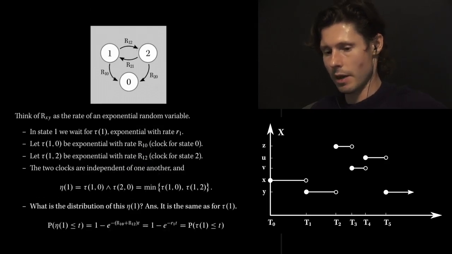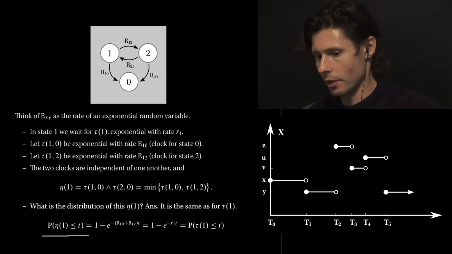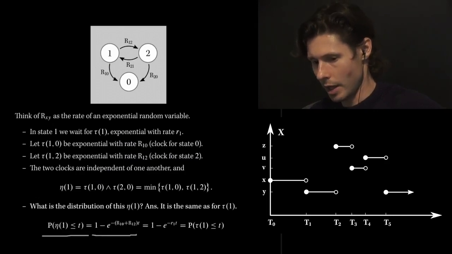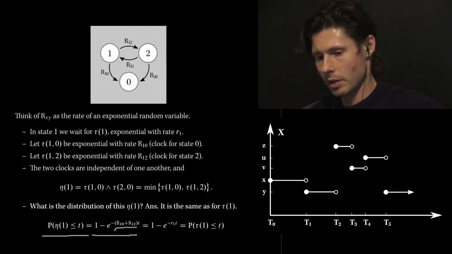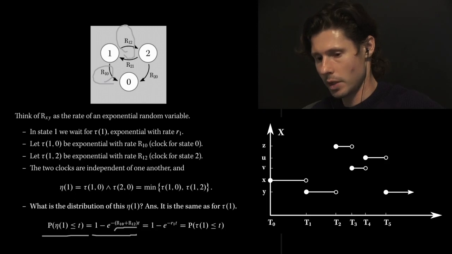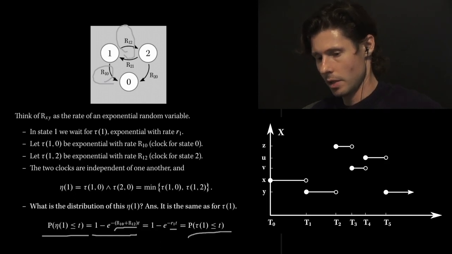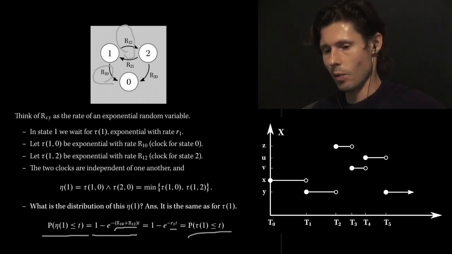Let's look at the CDF. The CDF is right here. It's just 1 minus the survival probability. We look at the exponent here. It's r10 plus r12. That sum is exactly summing up over all the arrows leaving state 1, this one and this one. And therefore, it's equal to little r1, the rate out of state 1. And therefore, this is equal to the distribution of tau 1, the waiting time in state 1.